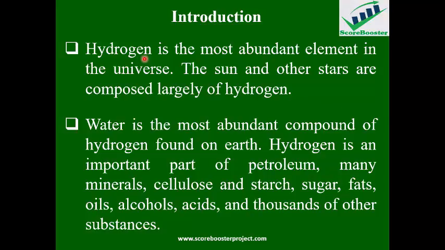So, what are the most abundant compounds of hydrogen found on Earth? As I've explained, water. And also, hydrogen is an important part of petroleum, some minerals and some organic compounds like cellulose, like starch, like sugar, like fat and alcohol and acid. There are some thousands of other substances that contain hydrogen. This makes hydrogen the most abundant element in the universe, because you can find it in almost every compound.